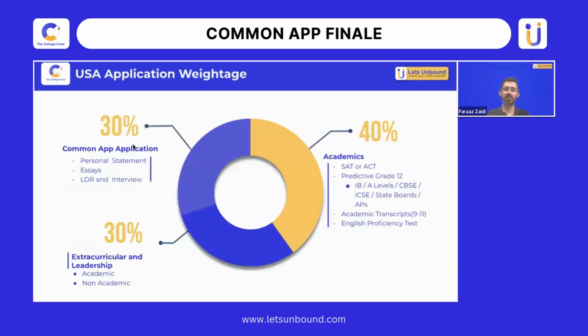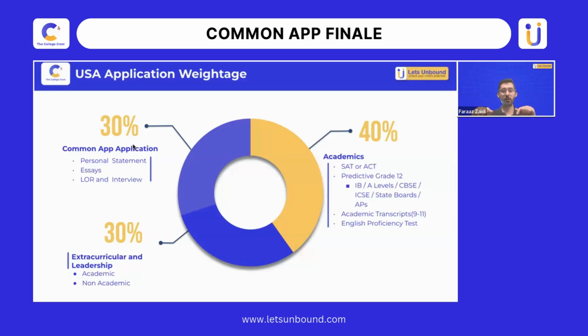Before we move into the aspect of the letters of recommendation and essays, this is to give you a quick view: how does an admission officer look at your application? They put 40% weightage onto your academics. That's your SAT score, your ACT score, either of those that you've submitted. Your predictive grades for 12th, do remember you don't have your grade 12 scores during application, and that makes your academic transcripts of 9th to 11th even more important, because remember your predictive grades are based on your 9 to 11 scores.